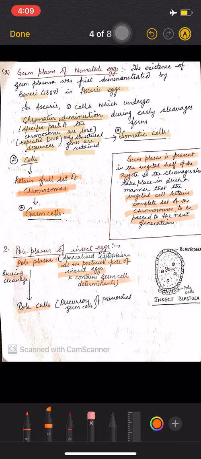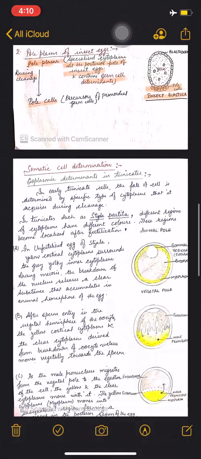तो pole cells क्या है? Here you can see in this diagram, this is the diagram of an insect blastula, and you can see on the vegetal pole there are pole cells, right? So what are these pole cells? These are actually the precursors of the primordial germ cells, and they will ultimately form the germ cells in the gonads. So now let's see in the next slide.